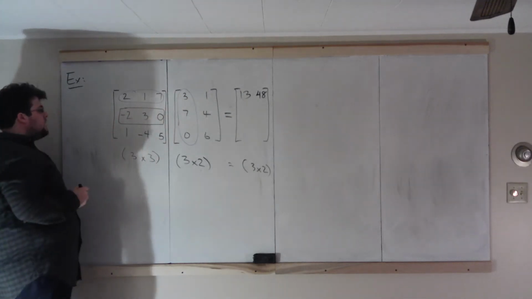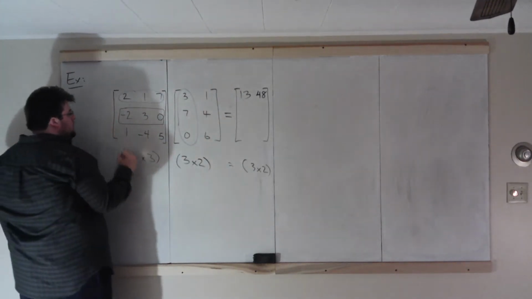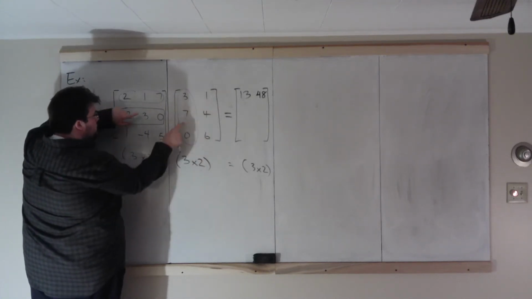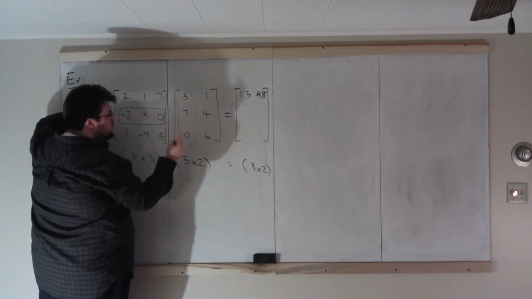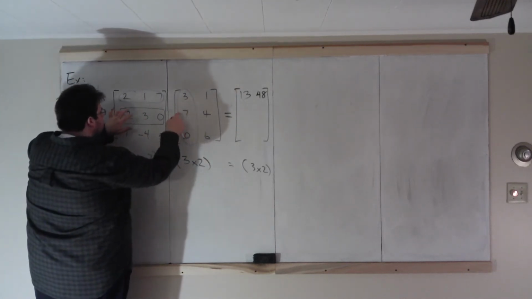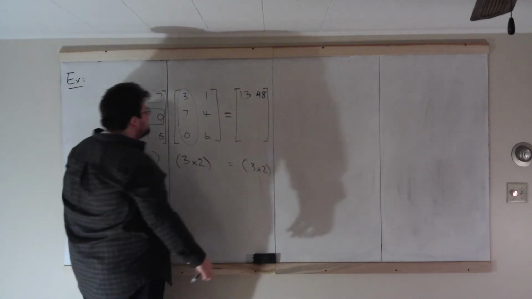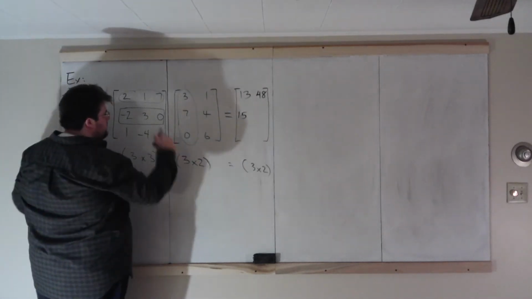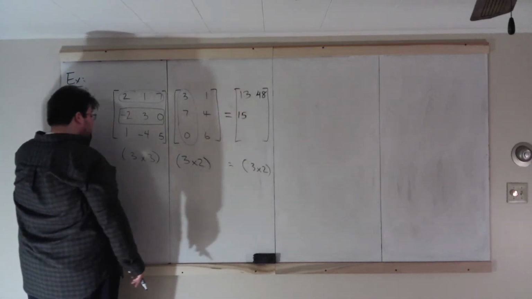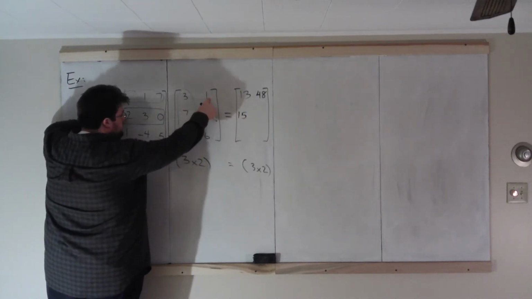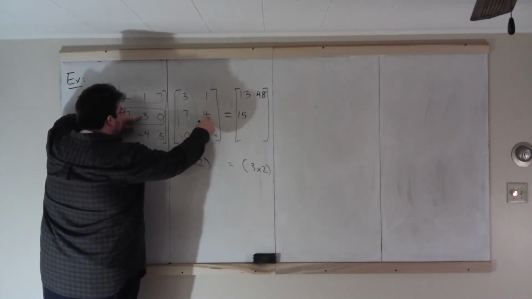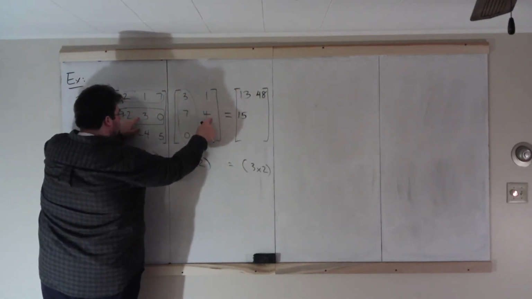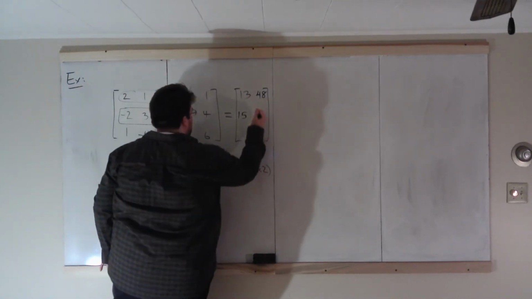So next we'll go to the next row. This row times that column. Negative 2 times 3 is negative 6. 3 times 7, 21. 0 times 0, 0. Negative 6, positive 21, 0. 21 minus 6 is 15. Next, we still have another column to take care of. Negative 2 times 1 makes negative 2. 3 times 4 makes 12. 0 times 6 makes 0. So we have negative 2, 12, 0. 12 minus 2, 10.